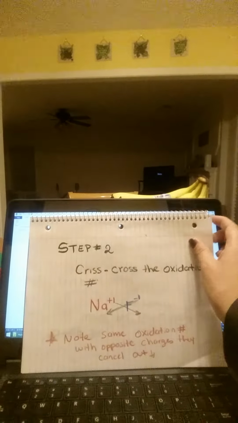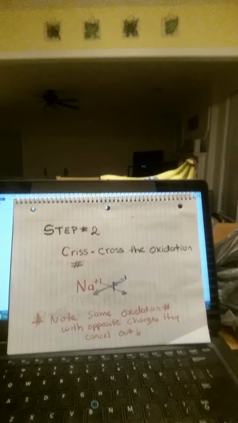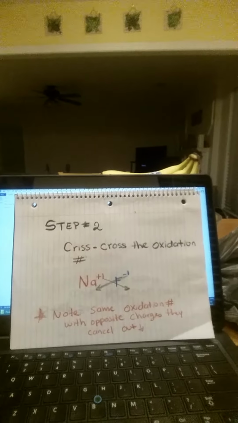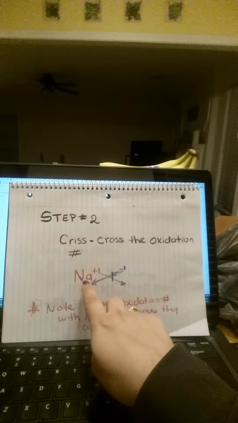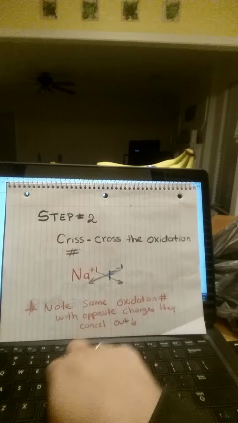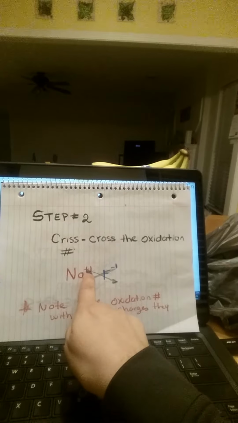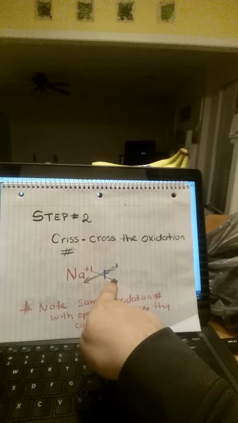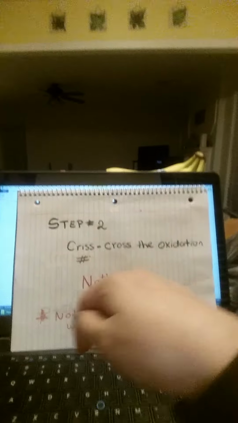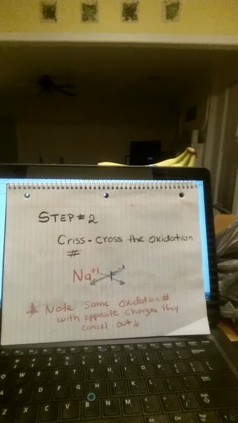Now, let's go to step number 2. Step number 2 says crisscross the oxidation numbers. Crisscross applesauce. What does crisscross mean? That you're going to cross them. So you're going to write down sodium and the oxidation numbers. If you notice, sodium's oxidation number is going to go to fluorine, so that's why it's losing the electron to fluorine. Now, the oxidation number for fluorine is going to go to sodium.